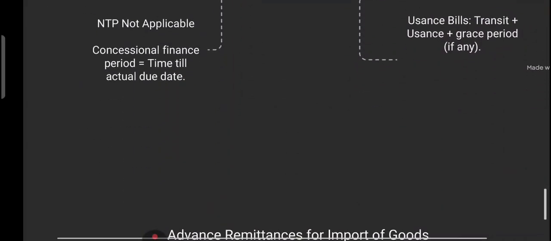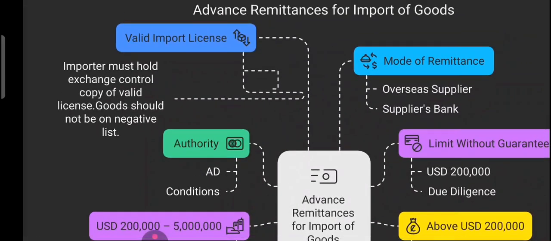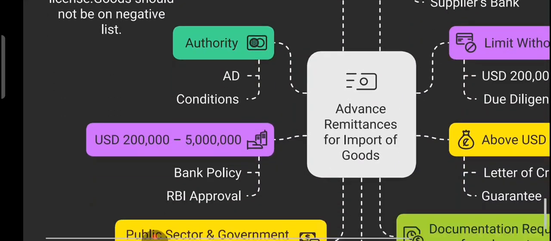So friends, that is all you need to understand. And one more thing, advance remittance for import of gold. So what should be required? A valid import license should be there. The importer must hold the exchange control copy of the valid license, and goods should not be on the negative list. Authority, that AD and conditions are there, right?